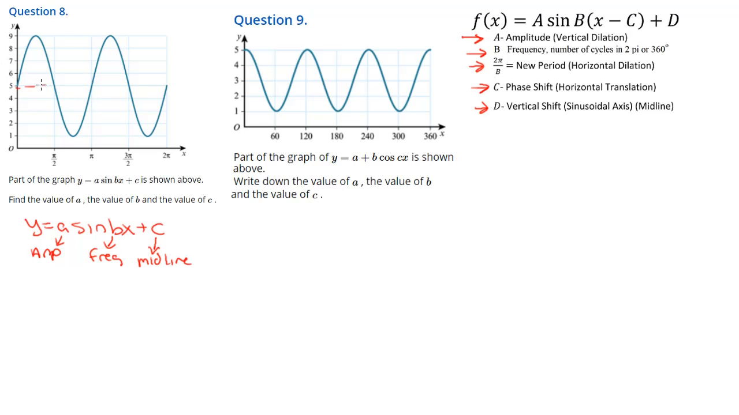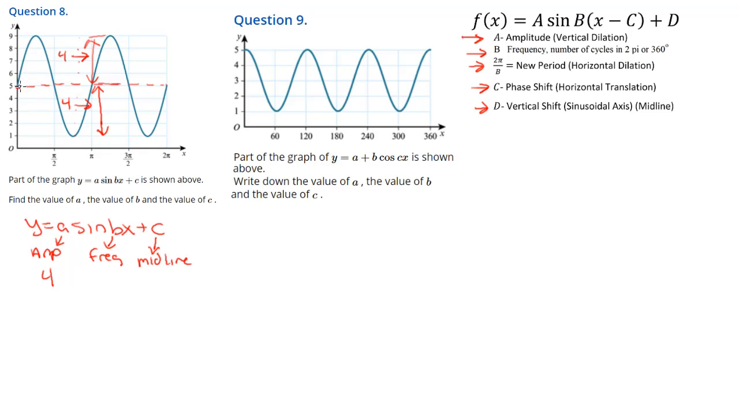So, first thing I'm going to do is try to establish what the midline is. That looks like 5. And then I count up and down to make sure they're the same number, and I can see that there's 4 above the midline and 4 below the midline. That's going to be the amplitude, because the amplitude is how high or how low it goes below the midline. It should be the same number.